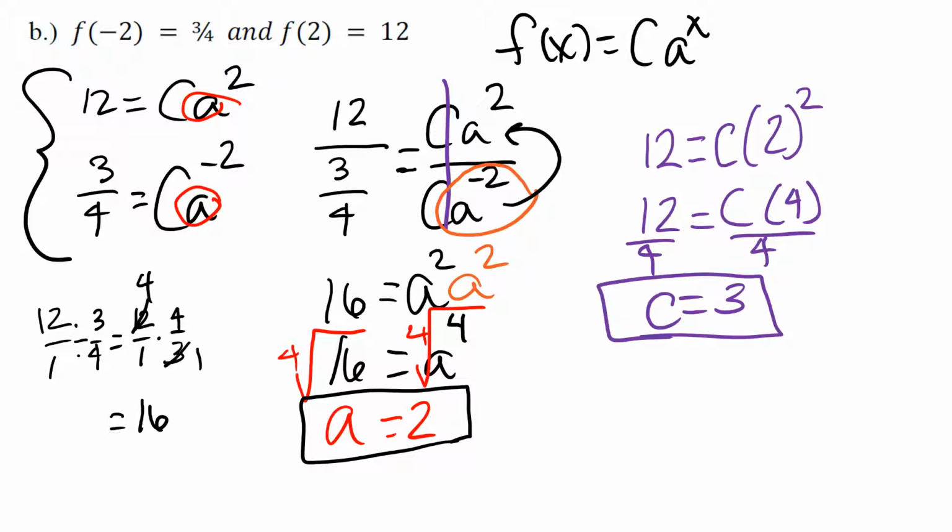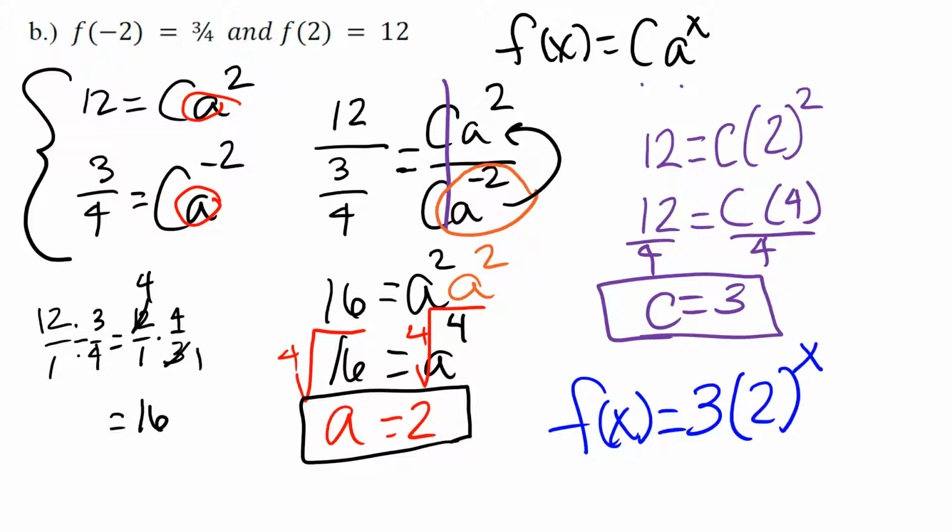And you're done. Because if you recall, you needed a c and an a, and then you have those two based on these 2 points, or ordered pairs, and your final answer is f of x equals 3 times 2 raised to the x.